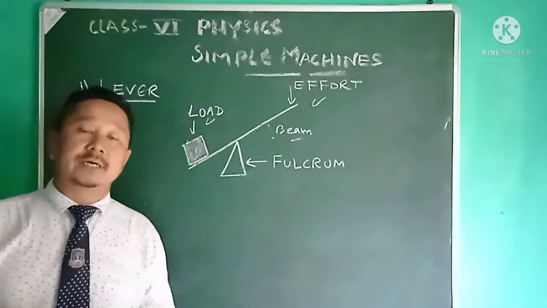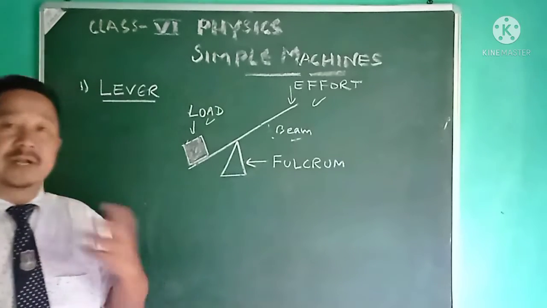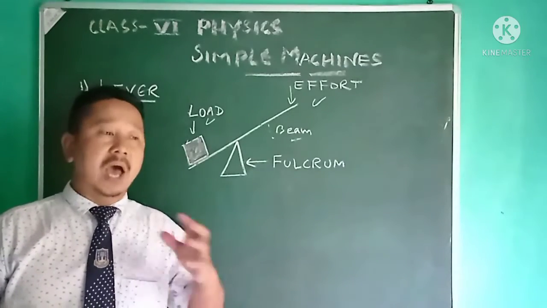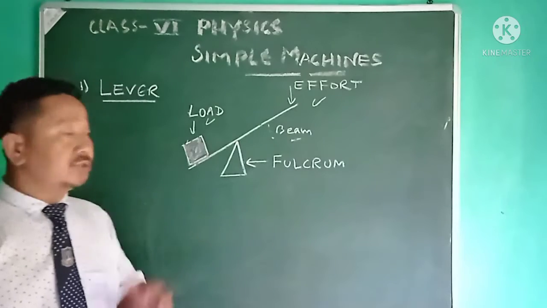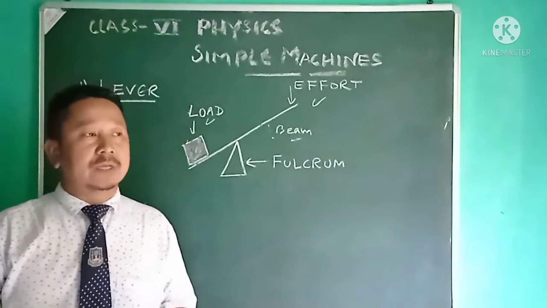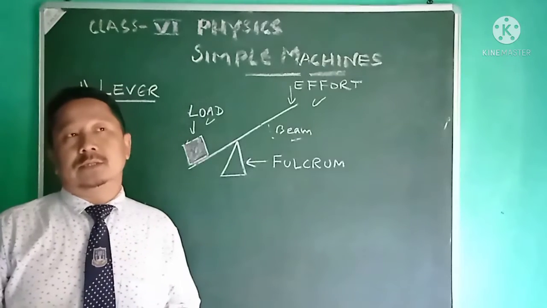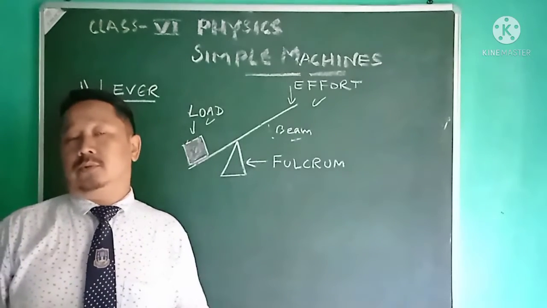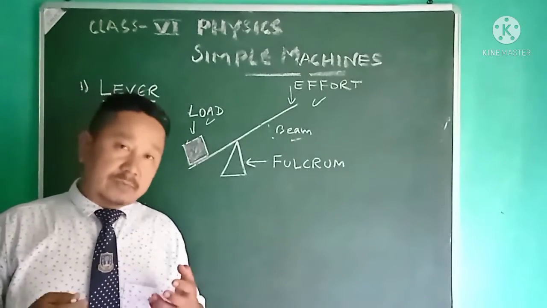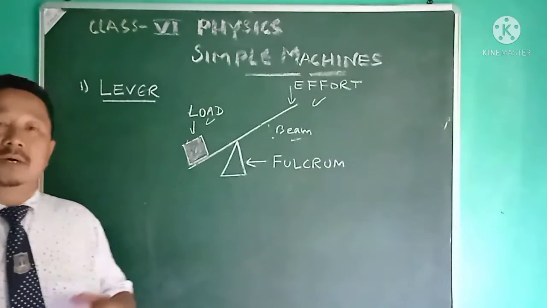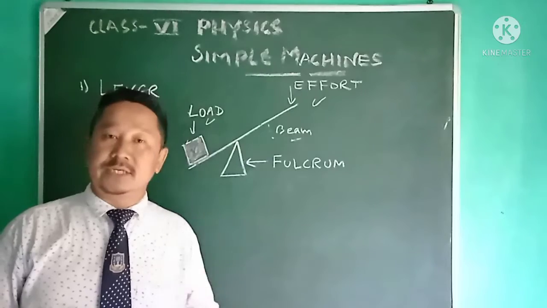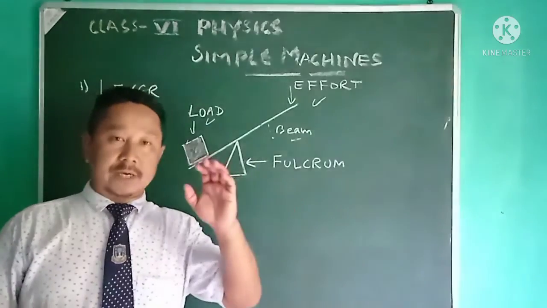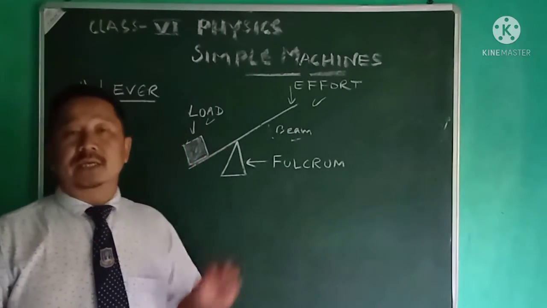A lever is a rigid bar made up of any material. It may be made of wood, iron, or any other material. You must have seen people opening soft drink bottles using a bottle opener, and workers lifting a heavy object using a rigid bar. In these cases, the rigid bar and the bottle opener are levers.